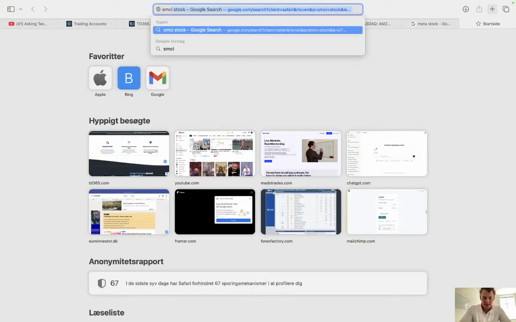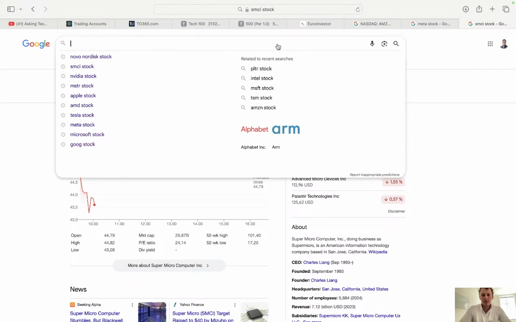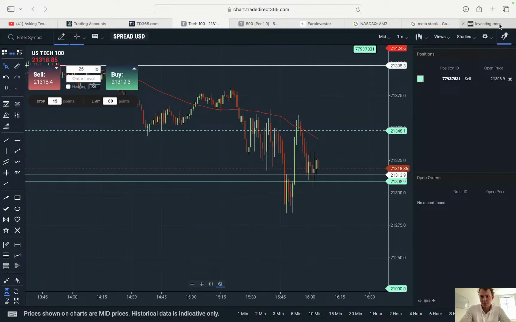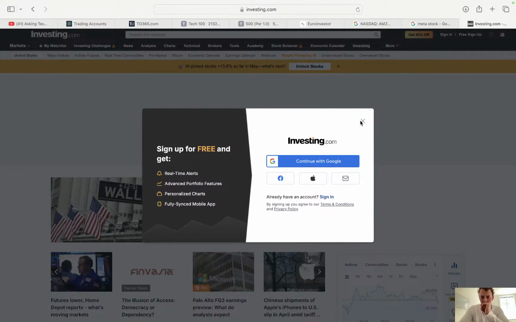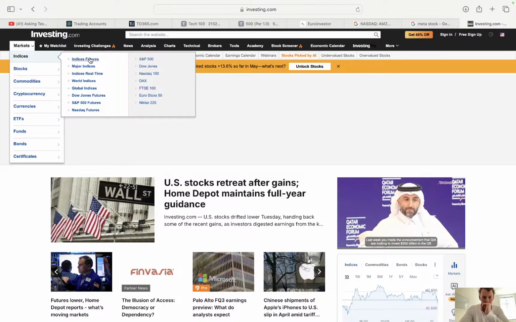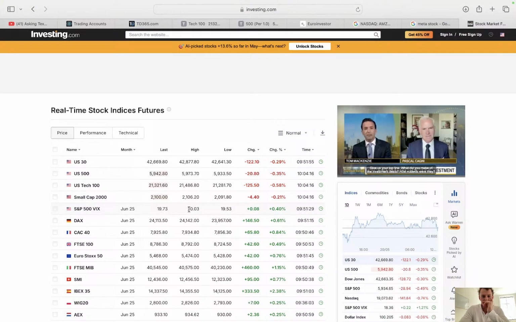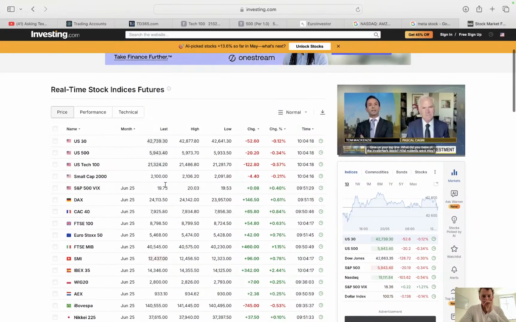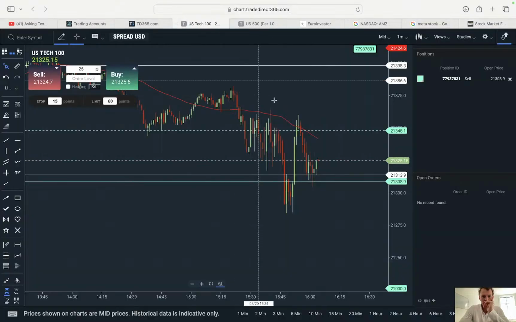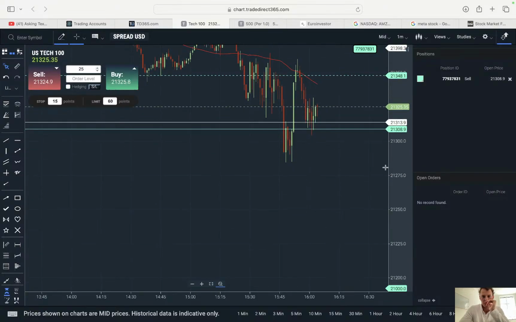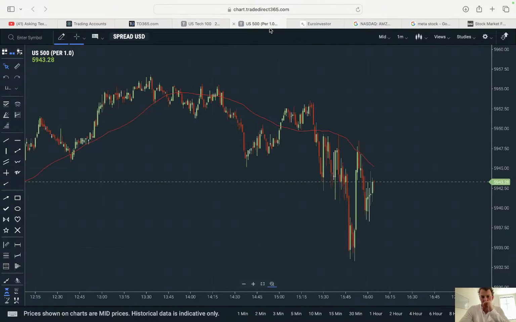Which stock is actually up today? There's nothing that's really up. So why is the market not down more? It's actually very weird that we're not down more. All stocks I've been looking at are down 1-2%. So why is Nasdaq only down 0.25%? It should sell off more. No progress. That's not good for the short position here.